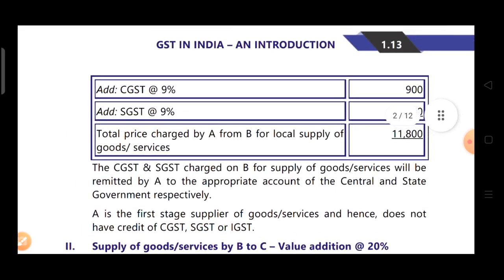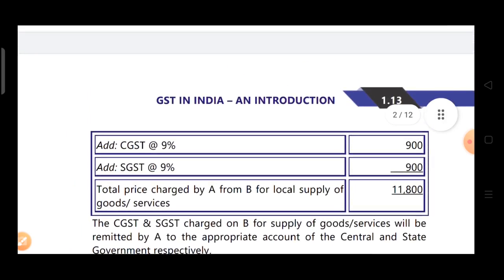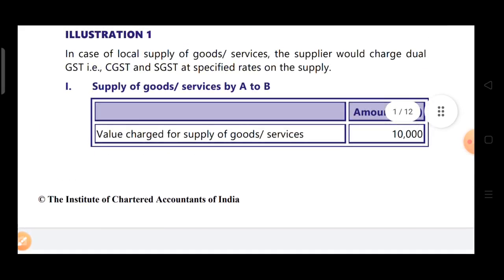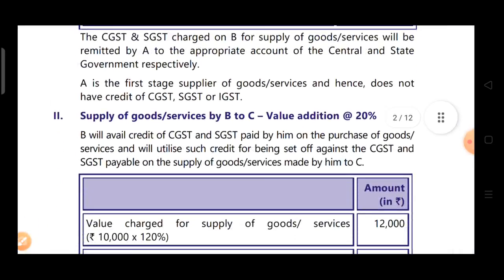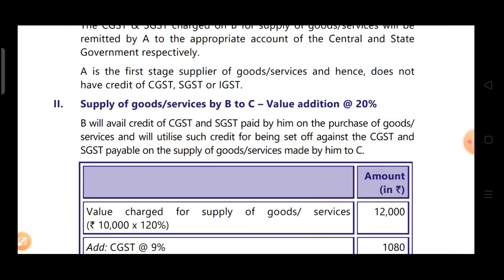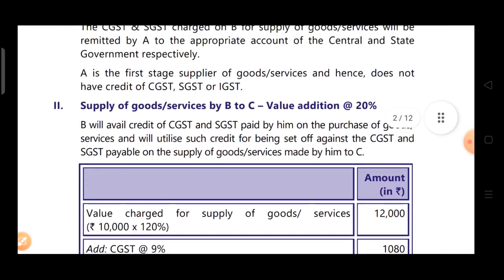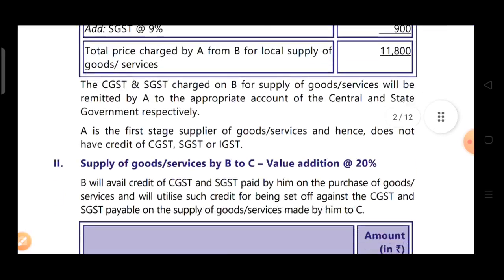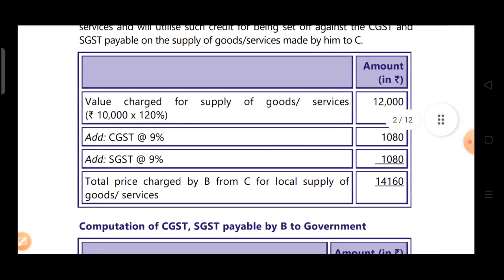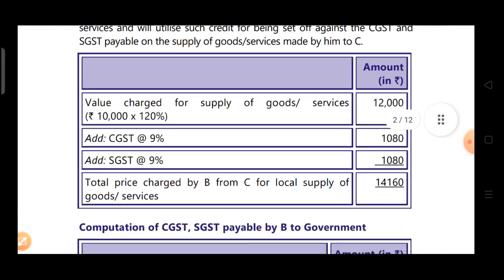Now this 900 was the output tax for A. This was the input tax for Mr. B, the recipient, because when B supplies to C, he can set off the tax that he has paid earlier, this 900 and 900. The value charged for supply with 20% addition, means 10,000 into 120%, comes to 12,000. So output tax, CGST at the rate 9% and SGST at the rate 9%, comes to 1080 each. So the total price comes to 14,160. This is the price charged by B from C. In this case C is the recipient.